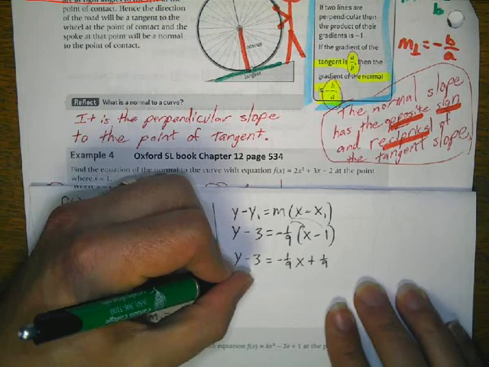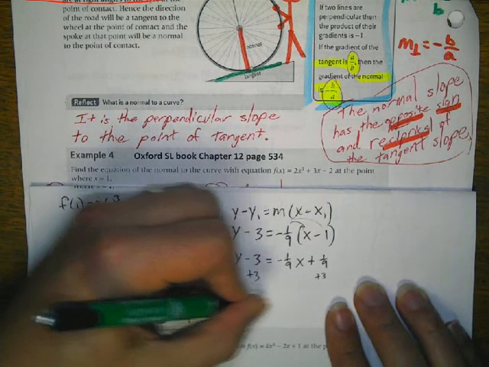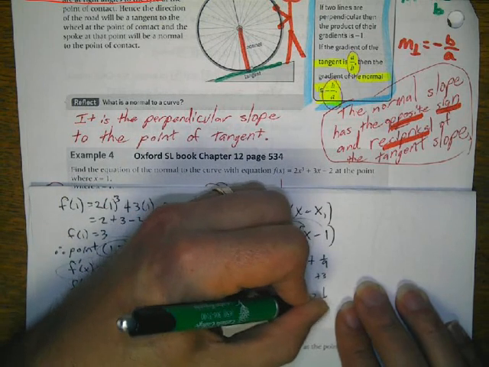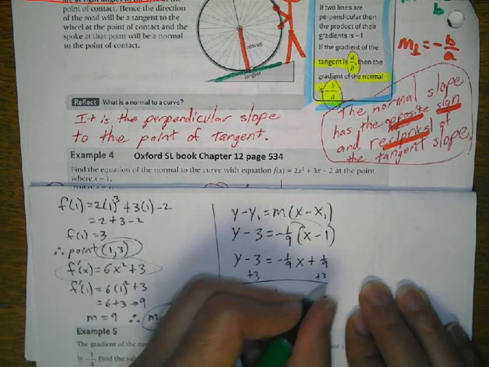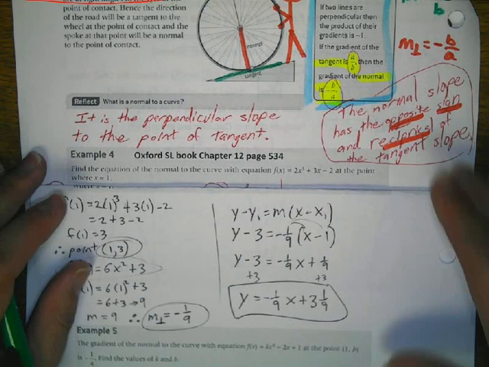And now I can add 3 on both sides, and I get y equals negative 1/9 x plus 3 and 1/9. You might want to hit pause or rewind to see this again.